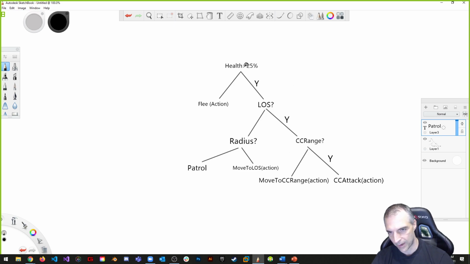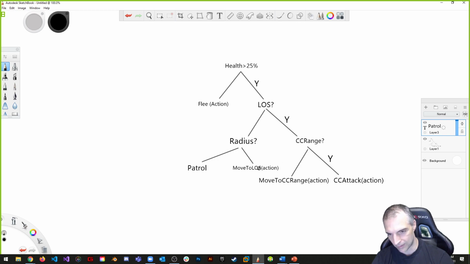Cool. Is my health greater than 25%? I'm moving to line of sight. My health greater than 25%? Yes. Do I have line of sight yet? No. How about if the person's been detected? Yes. Keep moving to line of sight. It'll keep doing this loop over and over again, and you would basically do a little bit of a pause before you check again. Move closer. Cool. I've made it to line of sight.